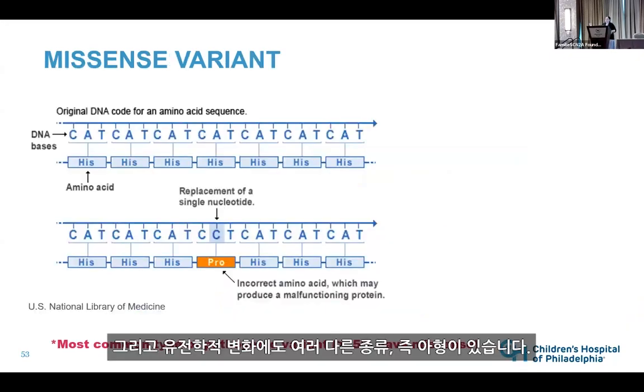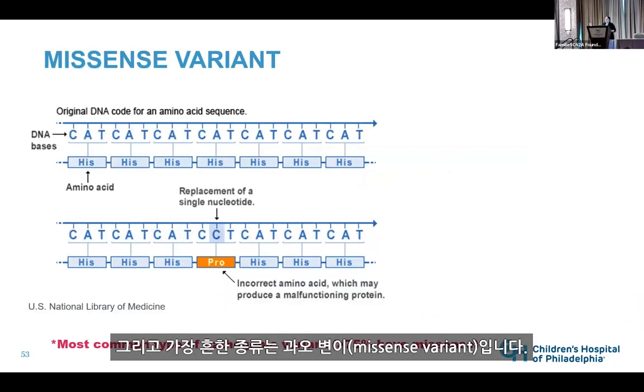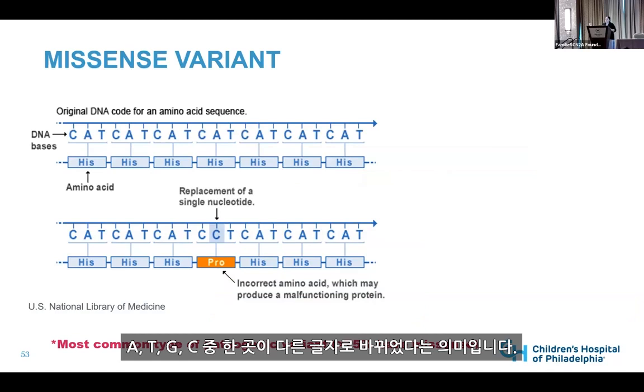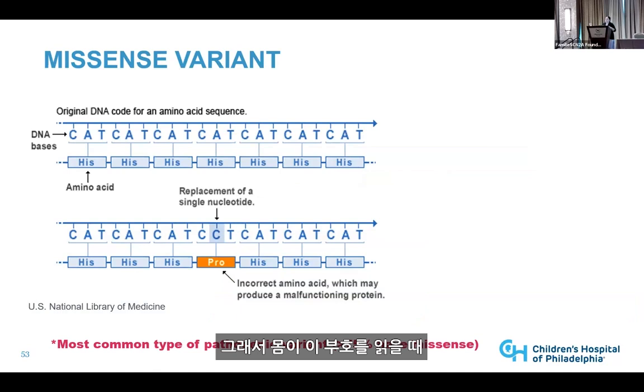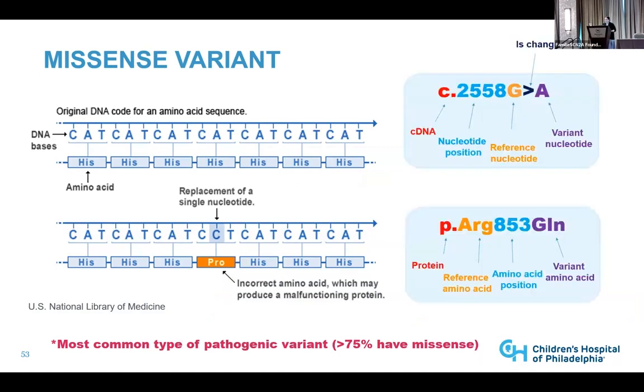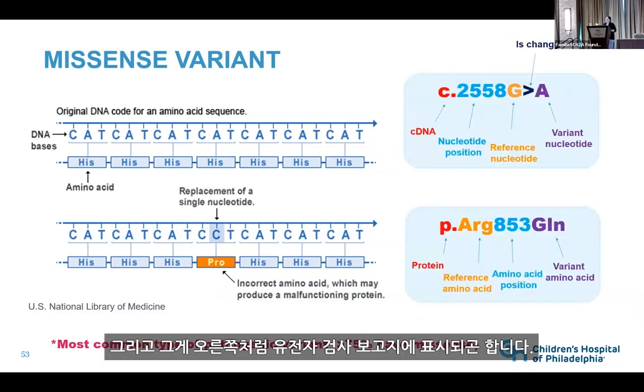So there are different classes or subtypes of genetic changes. And by far the most common type is something called a missense variant. A missense variant means that one spot in the genetic code, one of those A, T, G, or C's, is swapped for one of the other letters in the 4-letter code. And so when the body reads this, it exchanges the amino acid that's typically there for a different one. And again, this is how this is typically noted on a genetic testing report.